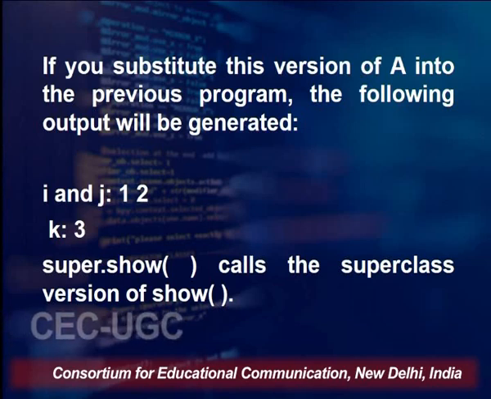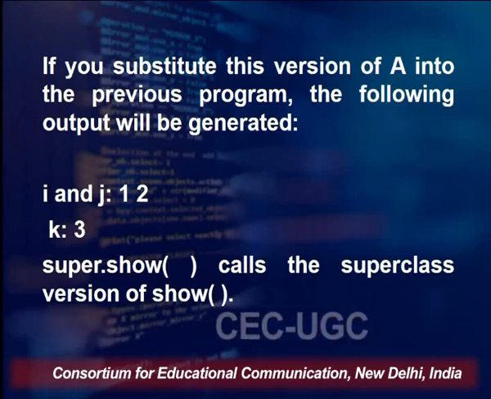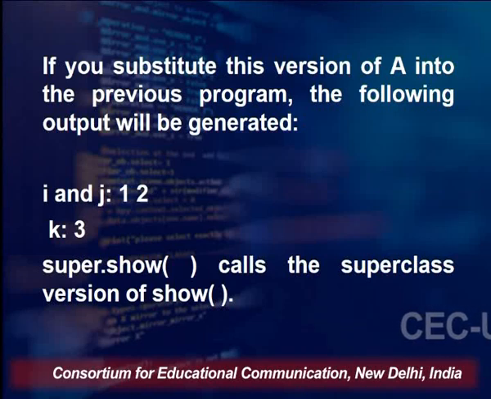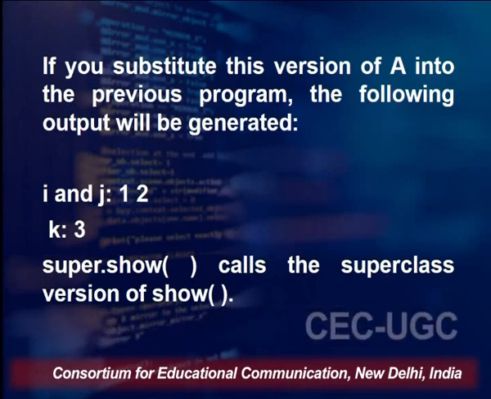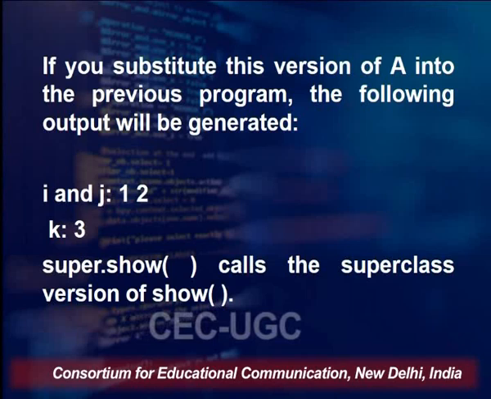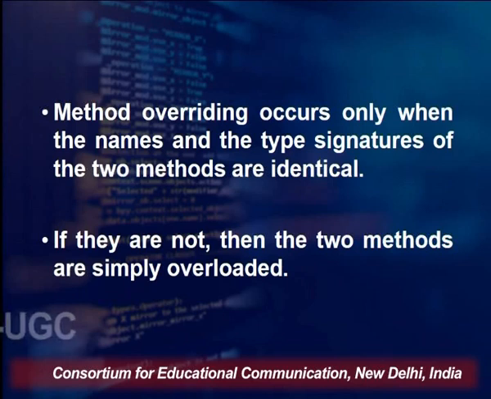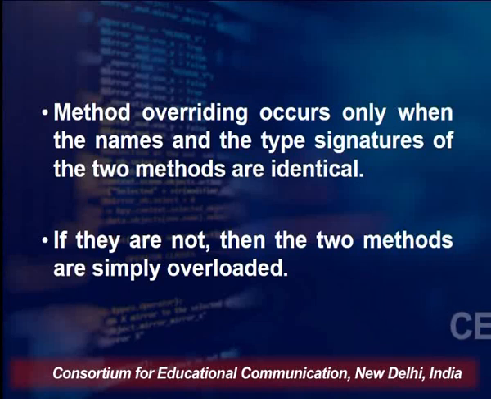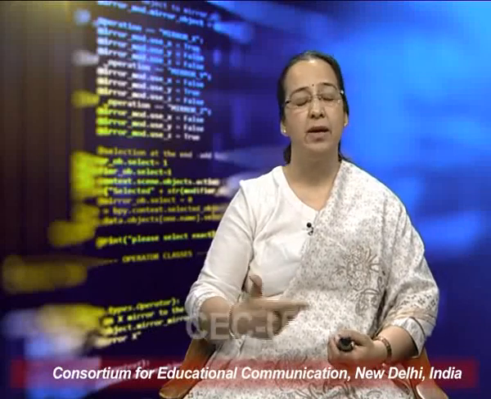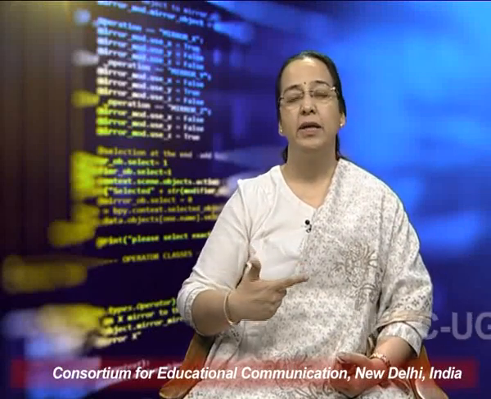So, in this way your super class method is being overridden by the subclass method, but if you need the super class version of the overridden method, it can be accessed using the keyword super. Now, a compulsion here is that method overriding occurs only when the name and type signature of the two methods are identical, and these two methods are within the superclass and the subclass.